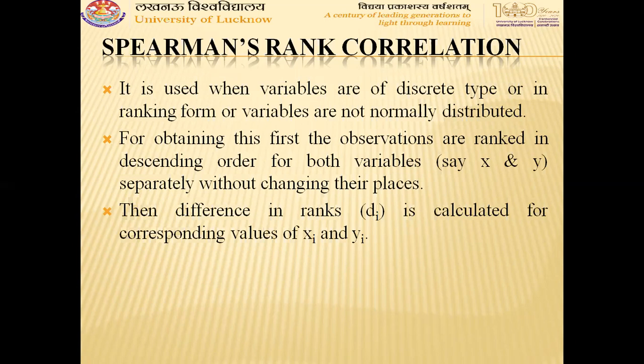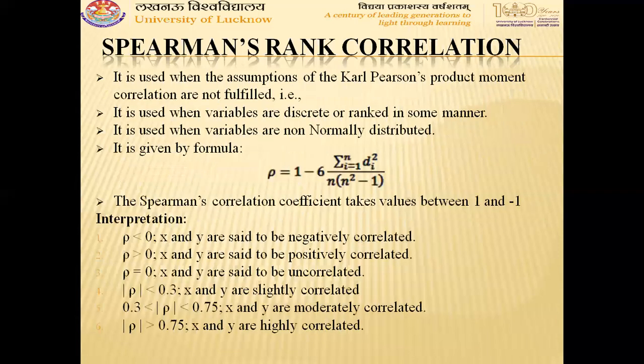Then we obtain the difference between the ranks, that is di. di is the rank of xi minus the rank of yi for the same set of observation. Then Spearman rank correlation is obtained by the formula rho equals 1 minus 6 summation di square upon n into n square minus 1.